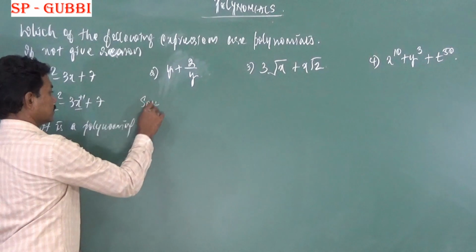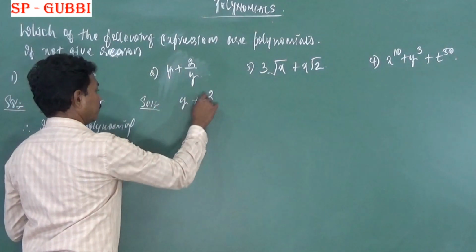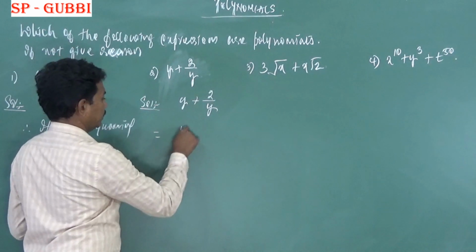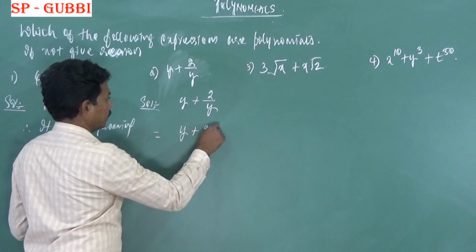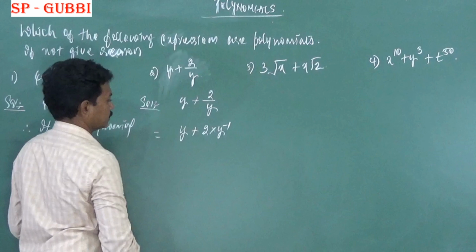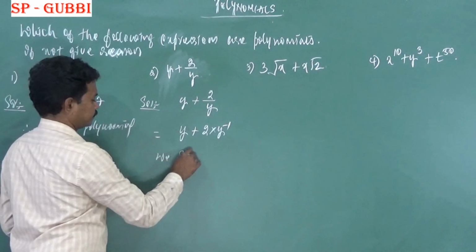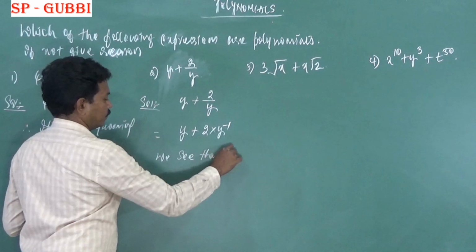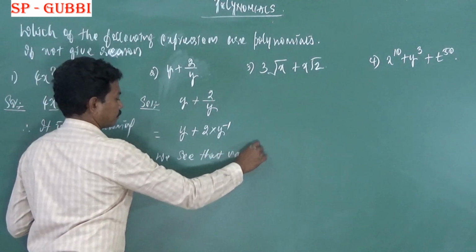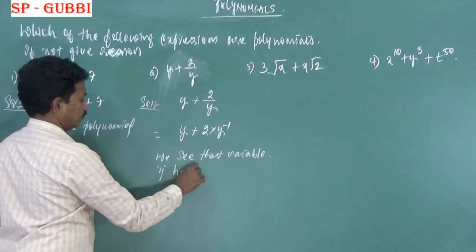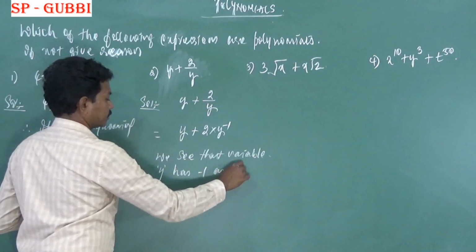Let us go with the second one. y plus 2 by y is given. So y plus 2 by y is there. y plus 2 into y to the power minus 1. This can be written like this. So here we see that variable y has minus 1 as exponent.